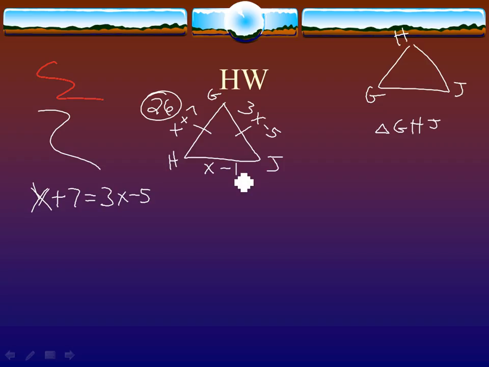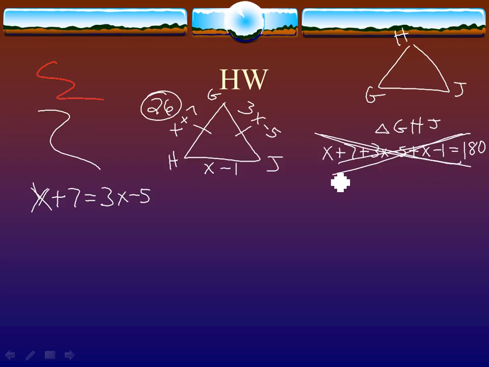People think this, x plus 7 plus 3x minus 5 plus x minus 1 equals how much, David? 180. The bad thing with that is it's totally and completely wrong. What of a triangle adds up to be 180? The three angles, not the three sides. Please don't do that. All right? Make sure you don't do that. The three sides, do they have to add up to be anything special? No.